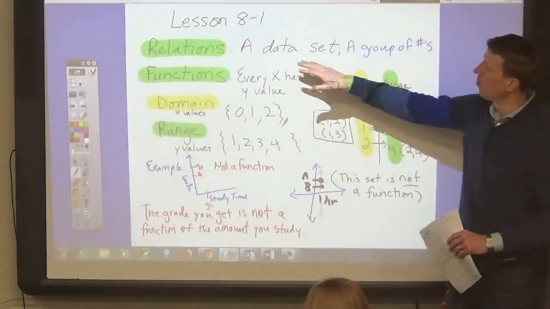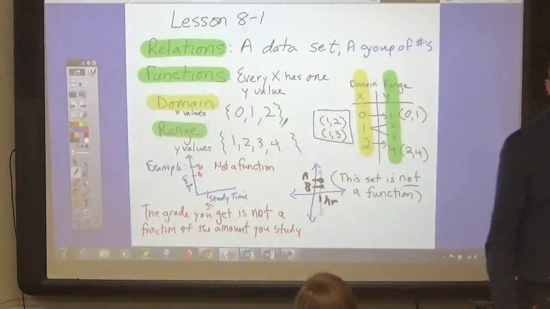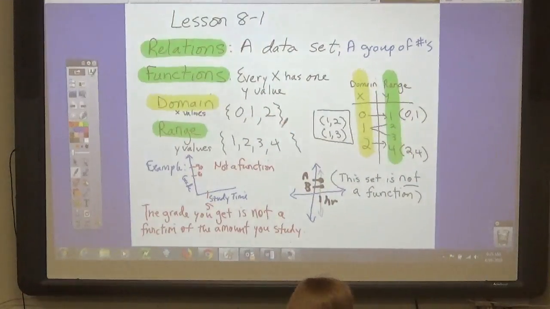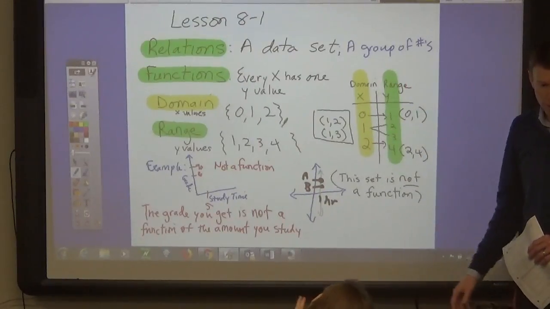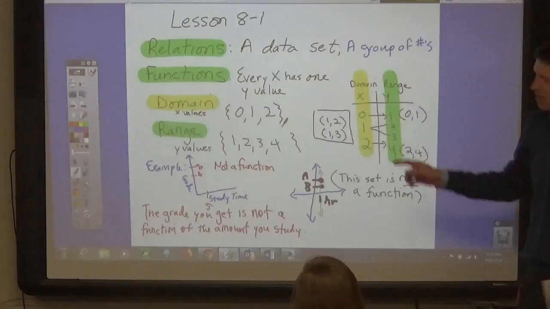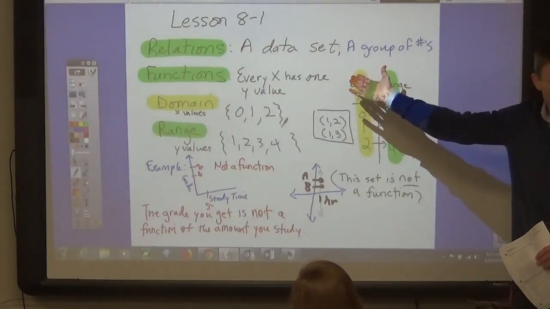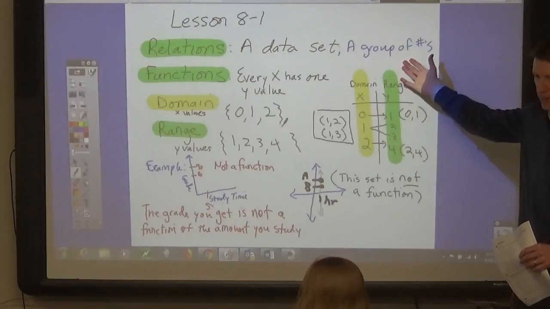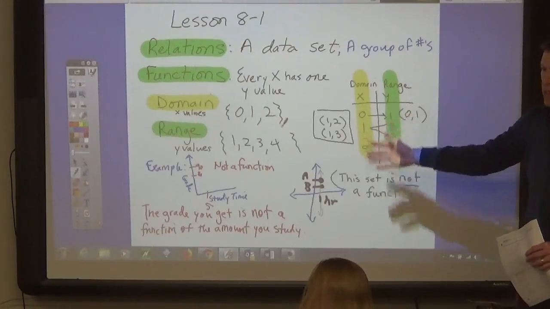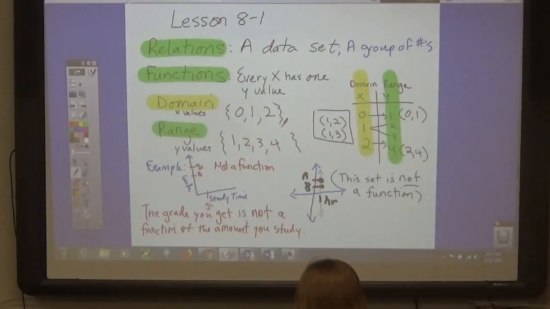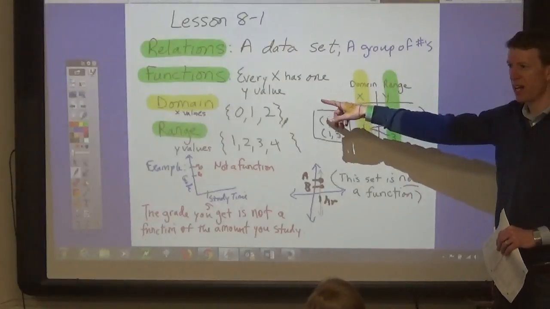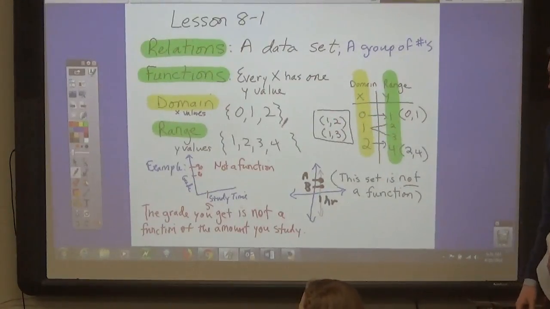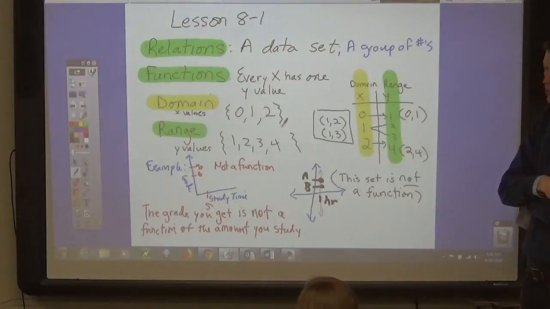Okay? So, what is a relation again? Aiden? Let's review. What is a relation? It's like this chart. The whole thing is called a relation. Yep. It's a data set, a set of numbers, or a group of numbers. Okay? What is the domain of a relation? Andrew. Find the word domain in your notes and on the board. And read that for us. What is the domain of a relation?